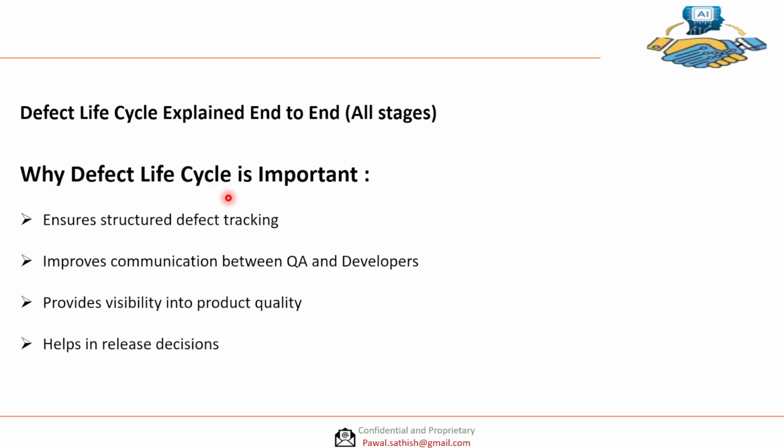So why is the defect life cycle important? Because it ensures structured defect tracking, it improves the communication between QA and developers, it provides visibility to the product owner, and also it provides visibility about the product quality. And it helps in release decisions.